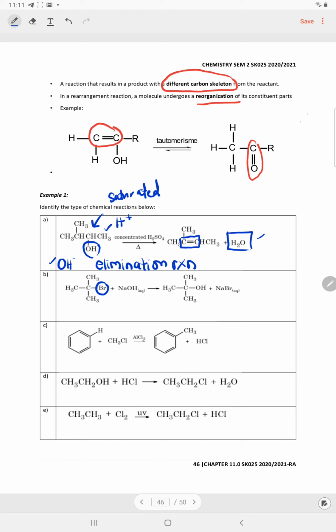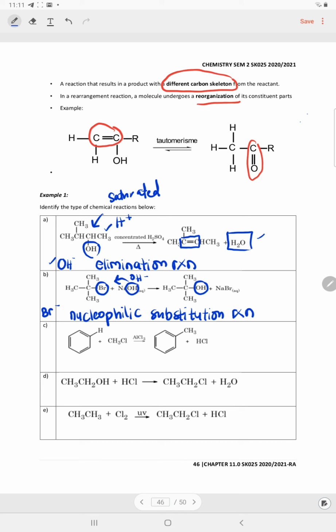For question B, our organic compound is also saturated, but we have a halogen. And in the final product, the halogen is replaced by OH. So when Br is removed, it becomes Br minus and OH is added. So this OH is OH minus. If both of them are negatively charged, they are nucleophile species. So the process involves substitution. So the type of reaction is nucleophilic substitution reaction.